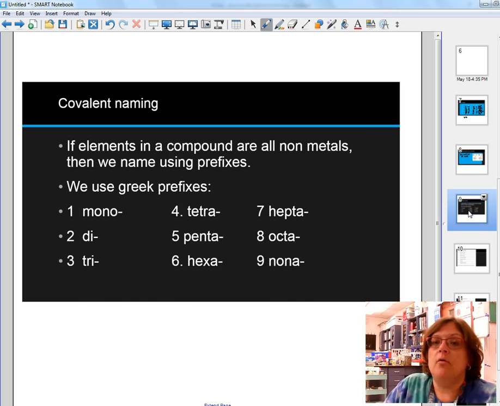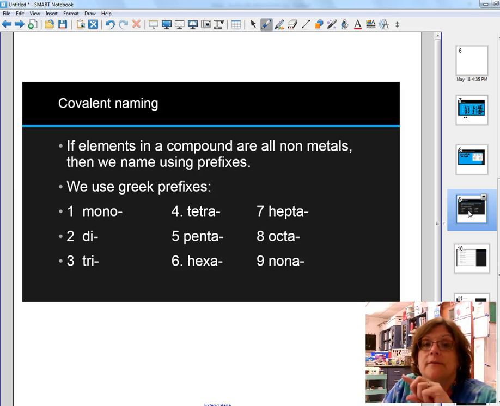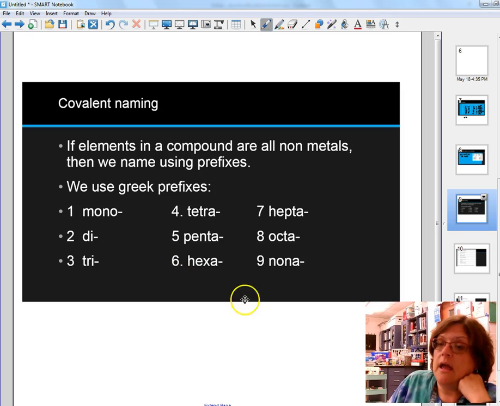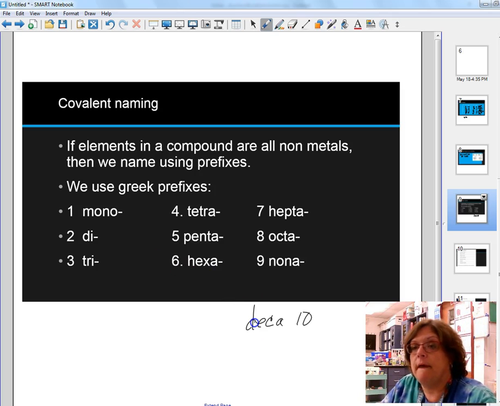When we name covalent compounds, we use the Greek prefixes. If there's 1, we use the prefix mono. 2 is di, 3 is tri, tetra, penta, hexa, hepta, octa, nona, and deca for 10. Okay? Always, always, always. Now, the one exception, and chemistry is full of exceptions, if the first element is mono, you may drop the mono.